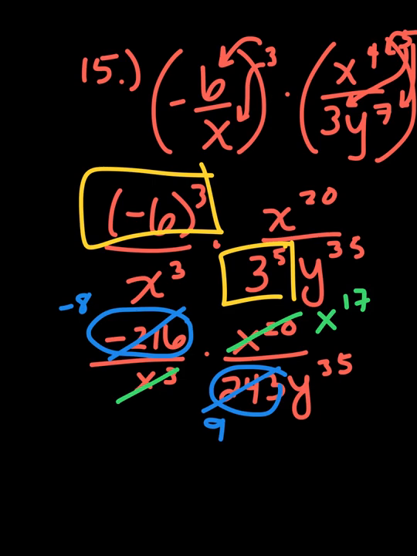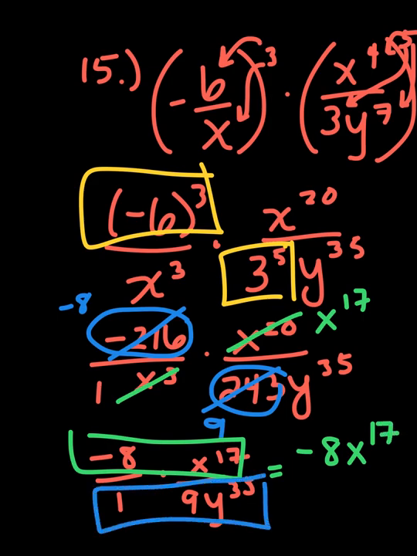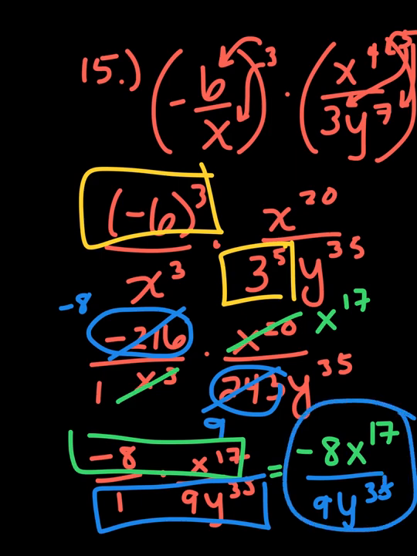So I'm left with the fractions negative 8 over 1, because nothing was left down here, times x to the 17th over 9y to the 35th. So if I go straight across the top, negative 8 times x to the 17th is negative 8x to the 17th. And if I go straight across the bottom, 1 times 9y to the 35th is 9y to the 35th, which is my final answer. And that's a 5.